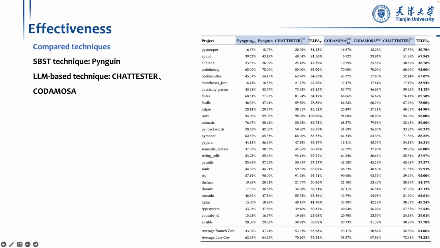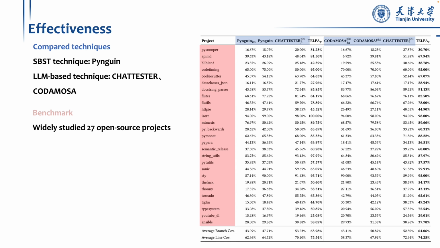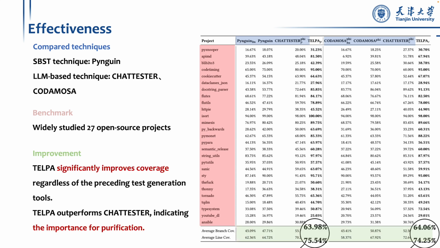To evaluate the effectiveness of our approach, we compared with SBST technique Pynguin and LLM-based techniques ChatTester and CodaMosa. We utilized extensive datasets consisting of 27 real-world open-source projects. The evaluation results demonstrate that TELPA significantly improves coverage regardless of preceding test generation tools. The outperformance compared to ChatTester further confirms the importance of designing task-specific prompting.